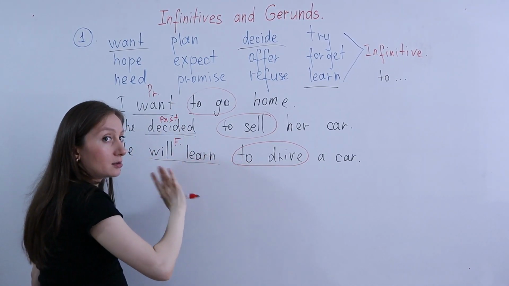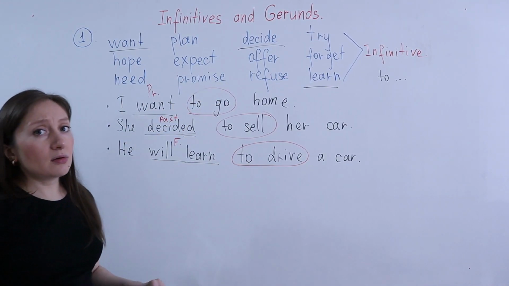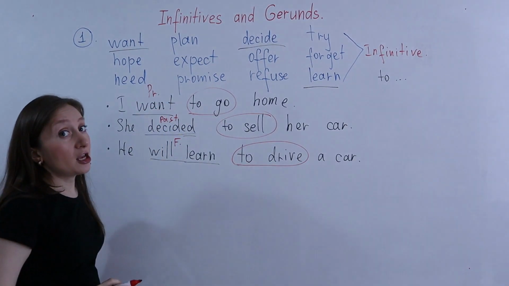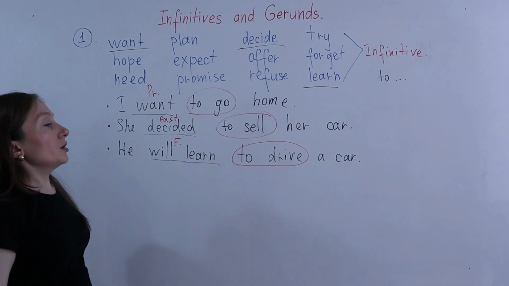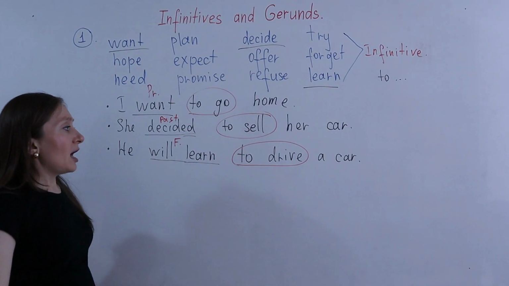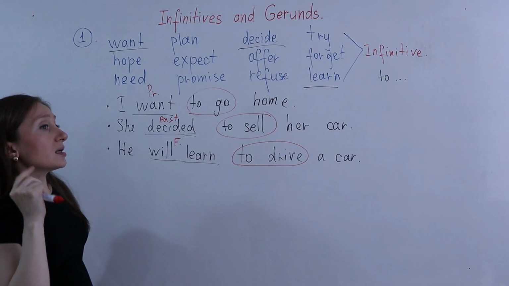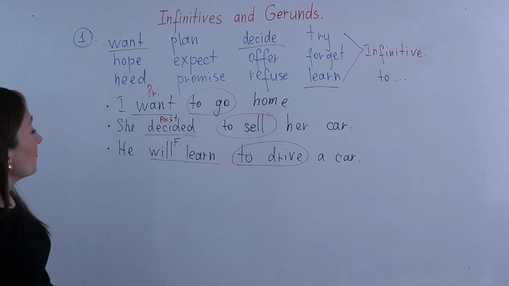To go, to sell, to drive. Alright? Infinitive. I think it's very easy. And I gave you examples that these verbs can change, right? You don't use them only in the present. I decide, I want, I learn. I will learn, I learn, I will decide, I decided. Or I wanted, I will want, or I want. Right? You play with these verbs.